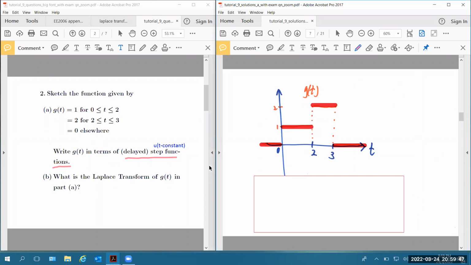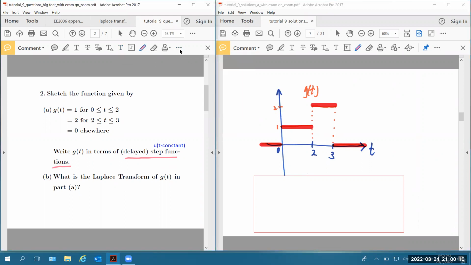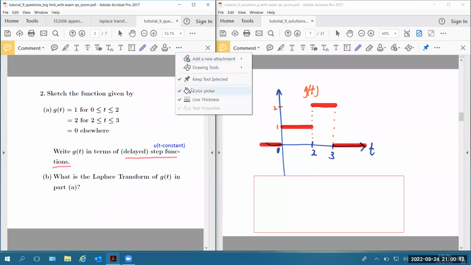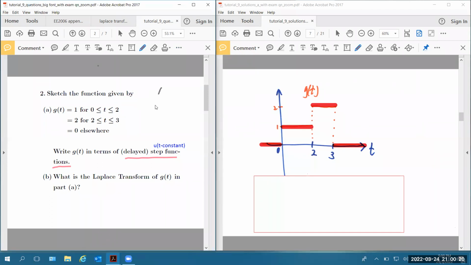Yeah. So we want to write it in terms of delayed step functions, right? And then my graph is actually here. I hope you all can remember this graph. Maybe we should draw it here. Let me change the color. Let's do gray. Okay, so it is like that.